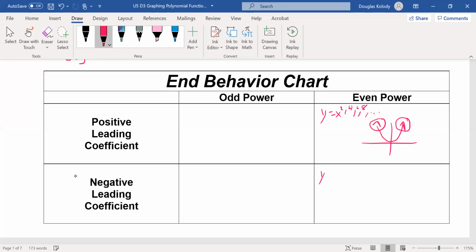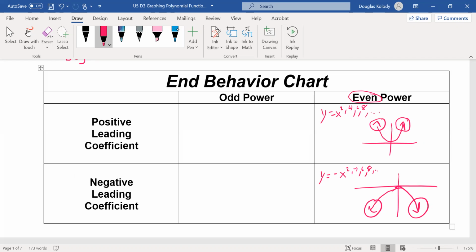What if it is y equals negative x squared, or to the 4th, or to the 6th, or to the 8th, dot, dot, dot? Well, that's going to be a frowning parabola. So it's going to start by going down, and it's going to end by going down. That's the end behavior. That's what this is called right here. So this is when the exponent is even powered. That's what the even stands for right there.